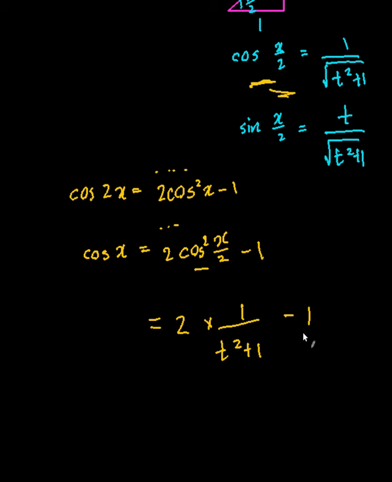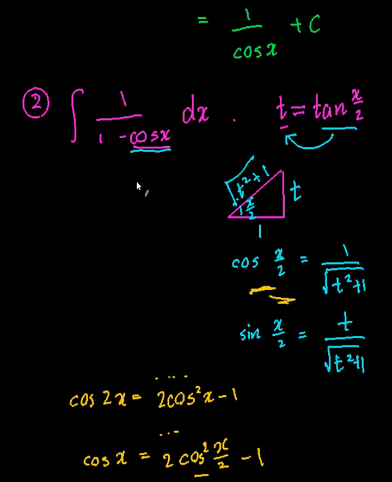Okay, making this one single fraction, so this 1 over here can be written as 1 plus t squared over 1 plus t squared, right? So simplifying these two fractions, I will end up with 1 minus t squared over 1 plus t squared. Okay, so we're almost done. I can now write cos x in terms of t, but what really makes this useful is the dx term. So I need to find what dx is in terms of dt.